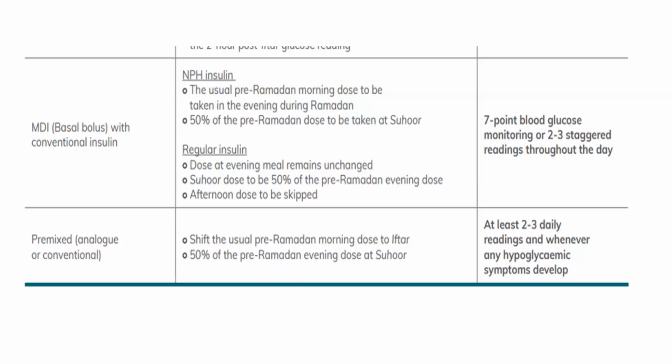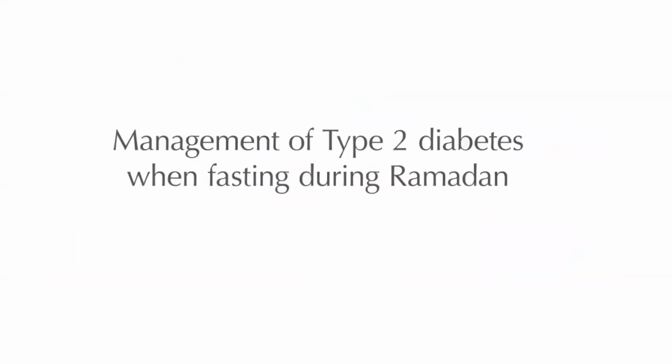So that's how we will shift the pre-mixed insulins when the patient is fasting during Ramadan. And at least 2 to 3 daily readings is recommended, or whenever the patient develops any symptoms of hypoglycemia. So that was very straightforward management of type 1 diabetes in patients who are fasting during Ramadan.